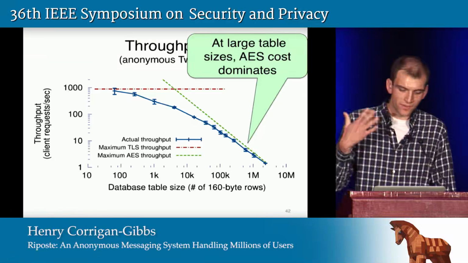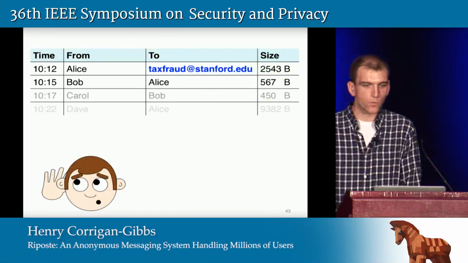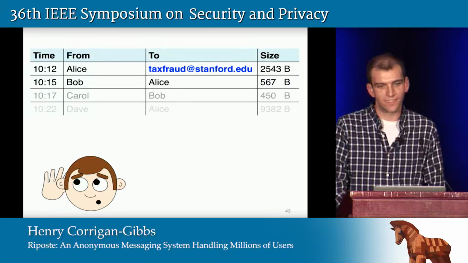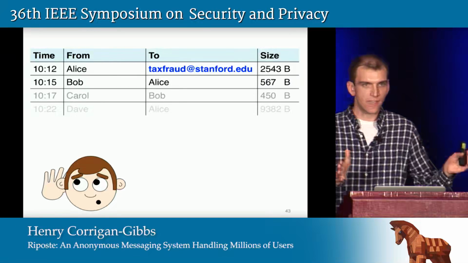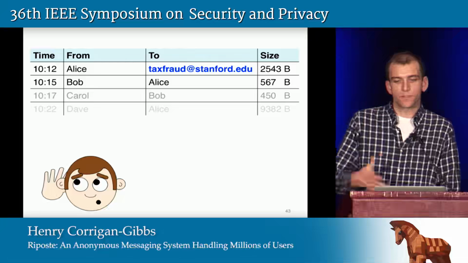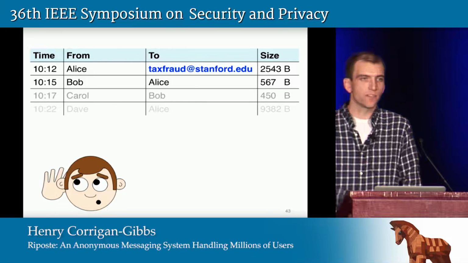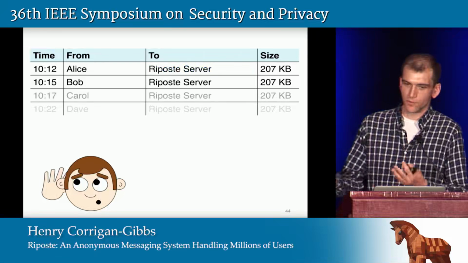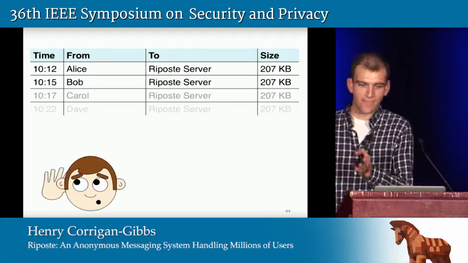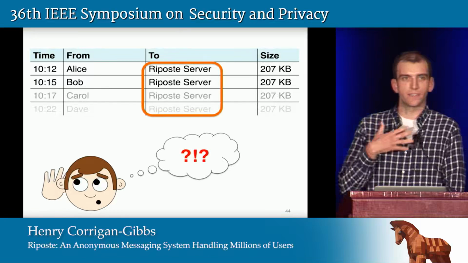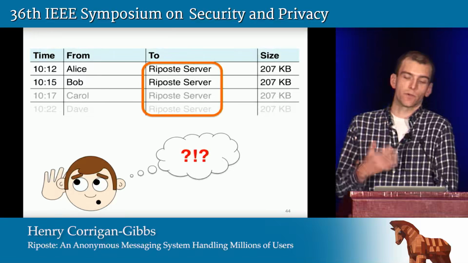So to sort of come back to where we started, the world we live in today is one in which if there's an adversary listening in on your network connection, the adversary not only sees who you're talking to, but how much you're saying and when you're saying it. And with this sort of system, we'd like to move to a world in which the adversary just sees that you're talking to a Riposte server and you're saying fixed length things. And the adversary doesn't really learn much about what you're saying, right? Because it just learns that you're talking to Riposte.